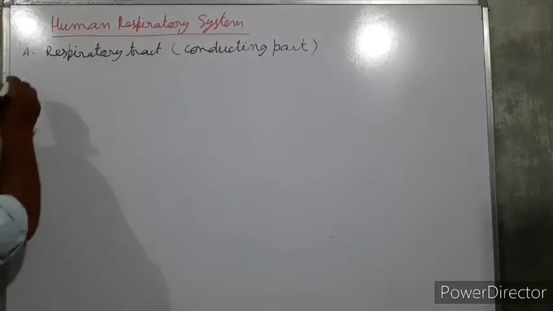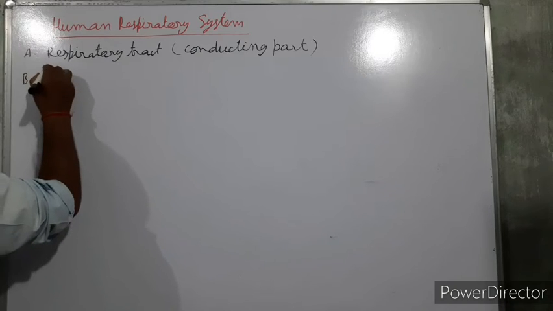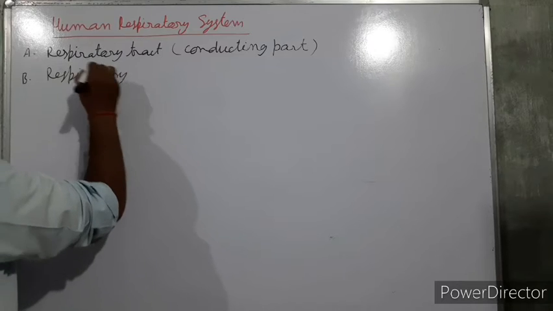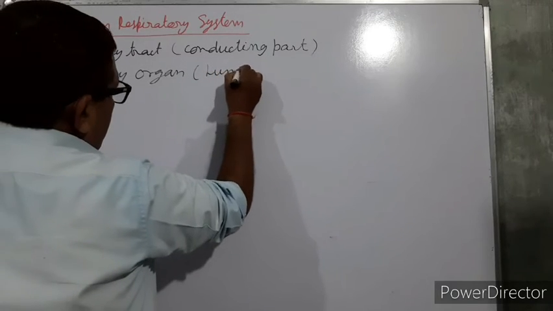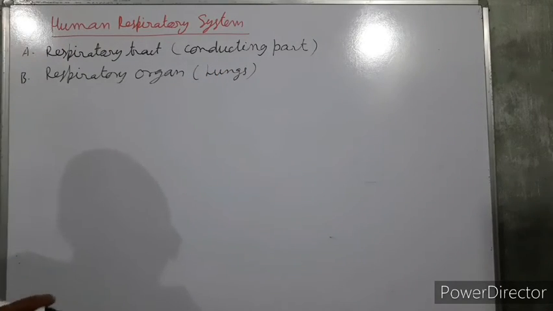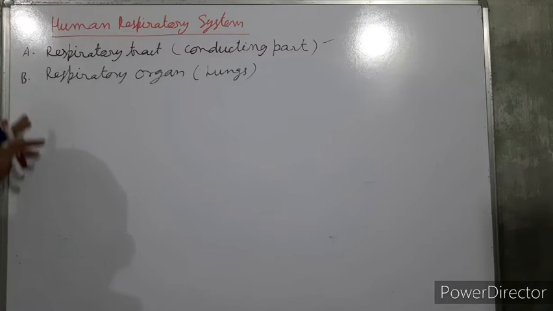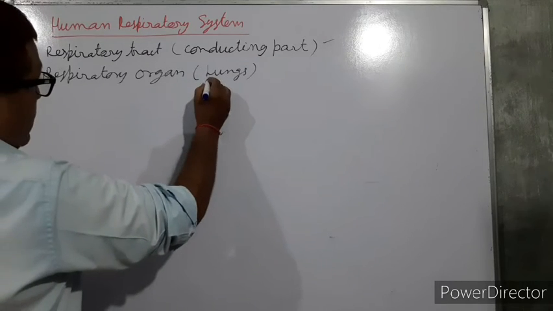And the next part, B, is the respiratory organ, that is the lungs. So we have studied the respiratory tract in the previous video. Now today we are going to study the respiratory organ, the lung. Where is the lung found? So we are studying here the respiratory organ, that is, the lungs.